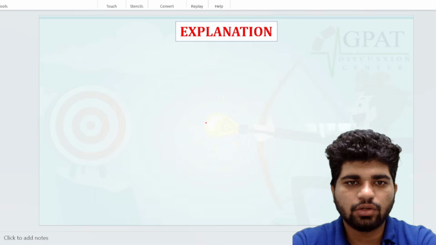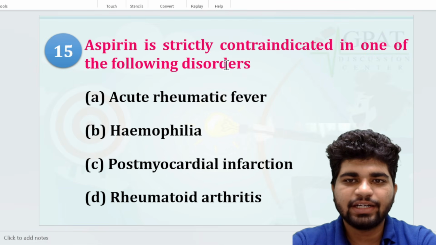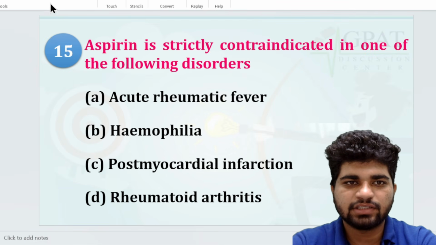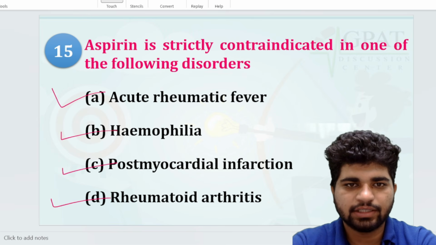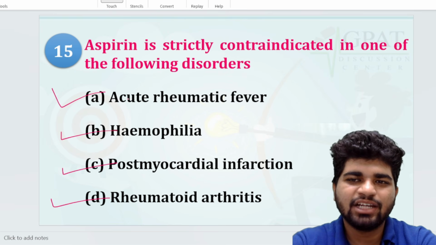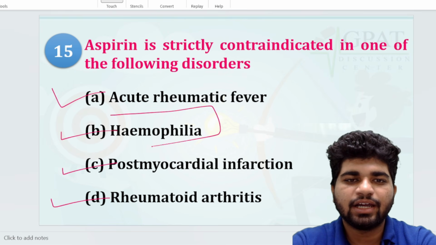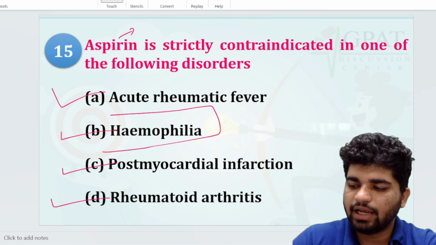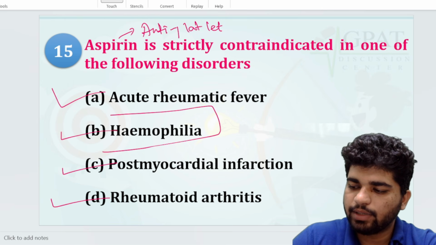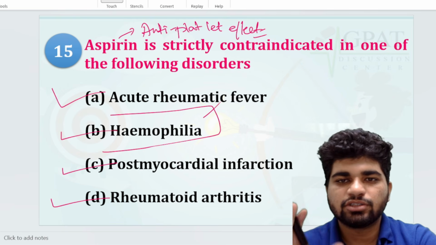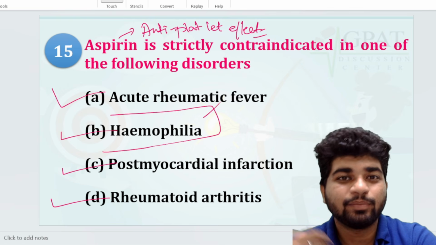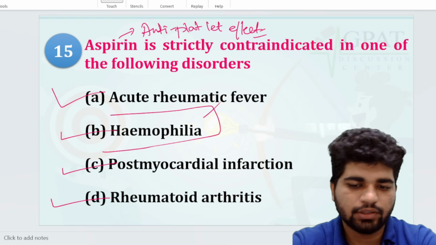Okay, chalo. Now, aspirin is strictly contraindicated in one of the following disorders: acute rheumatic fever, hemophilia, post myocardial infarction, or rheumatoid arthritis. Aspirin is strictly contraindicated in hemophilia, guys, because aspirin itself has an antiplatelet effect, right? So in hemophilia it should not be given because bleeding can be prolonged, right?